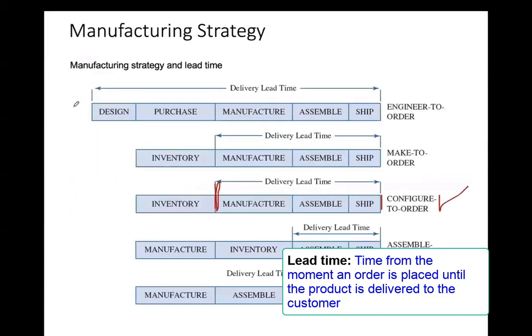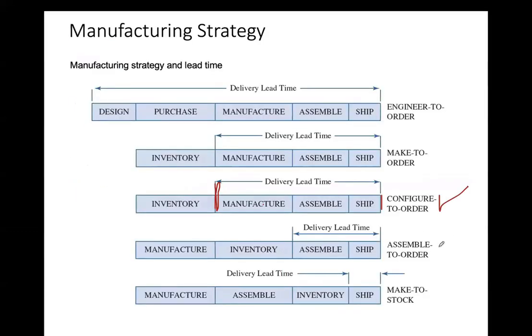And if we can see over here in assemble to order, the delivery time or lead time starts from assembly, because you don't have to do any manufacturing. Standardized components have already been manufactured and you already have their inventory. Whenever an order is received, you just start assembling and then ship it.